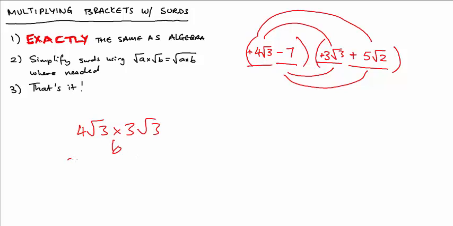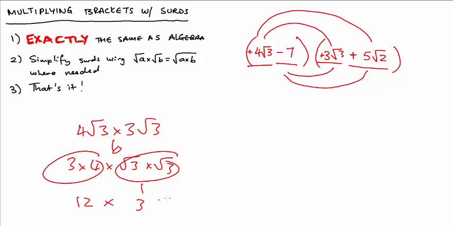So the first one is 4 root 3 times 3 root 3. If I break that down and reshuffle the order, hopefully you guys can see this happening. This is just 3, this is 12. Multiply them together, you get 36. Okay, so that first term is 36, and obviously because I'm doing positive times positive, it's a positive.